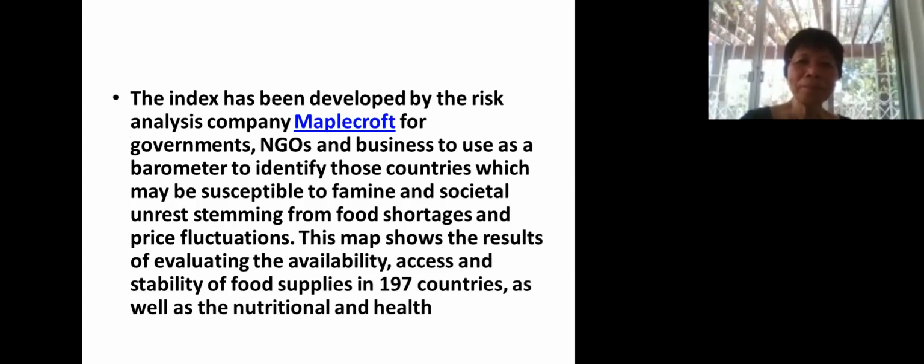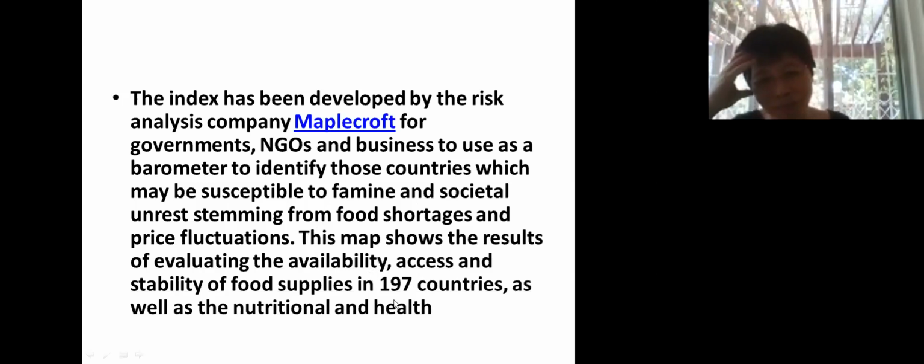The maple crop, they are saying that it is a barometer to identify countries which may be susceptible to famine and societal unrest stemming from food shortage and price fluctuation. There are 197 countries, as well as nutritional and health factors. As you could see, conflict usually arises when people are hungry, they really fight to death to get food. And that is why food is so important.